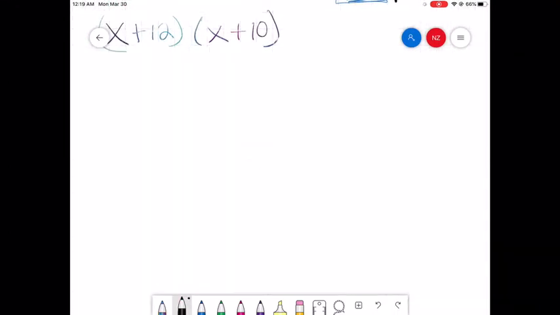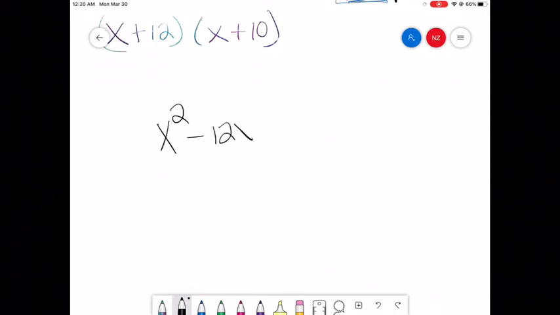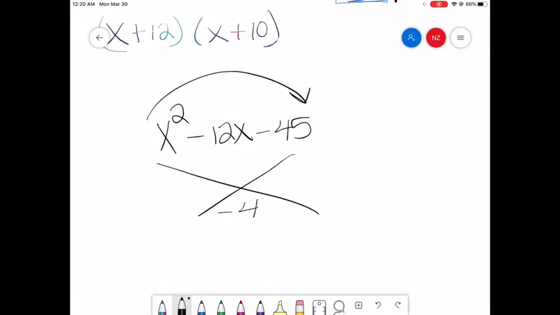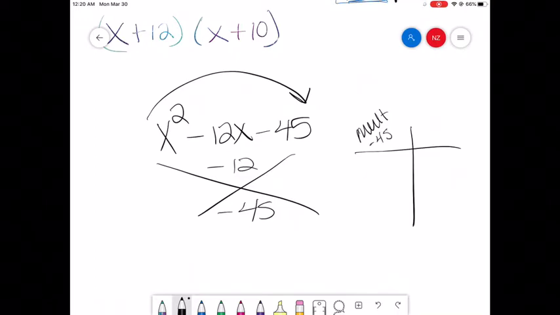Number 2 says x squared minus 12x minus 45. Multiply A times C, drop down B. Now I'm going to my t-chart to figure out what multiplies to give me negative 45, but adds to give me negative 12. So this is going to be a little bit more complex.